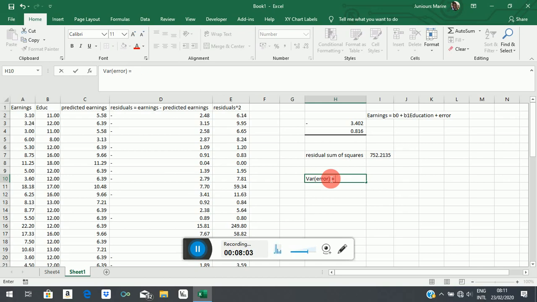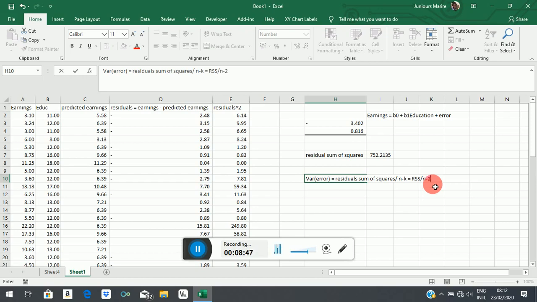So this is equal to the residual sum of squares divided by n minus k. That's the formula you use to find the variance of the error term, where k is the number of coefficients estimated in the regression. So here we have the intercept and the slope coefficient, so our k is 2 in this case. We are actually saying RSS over n minus 2.